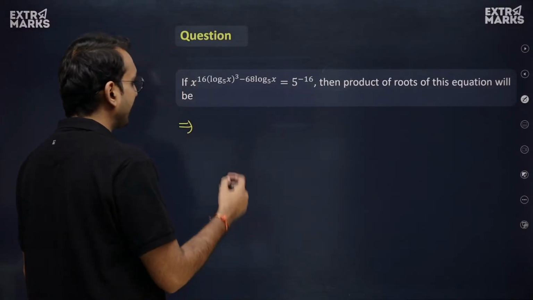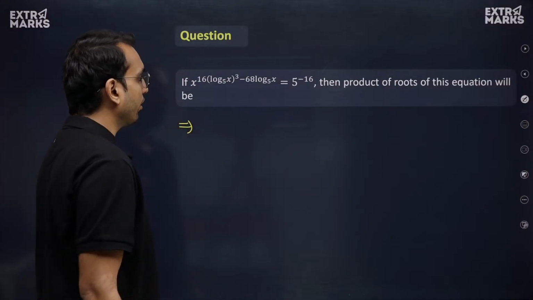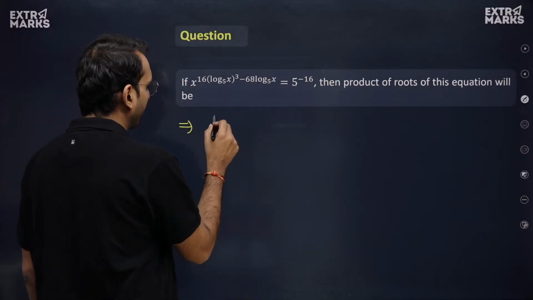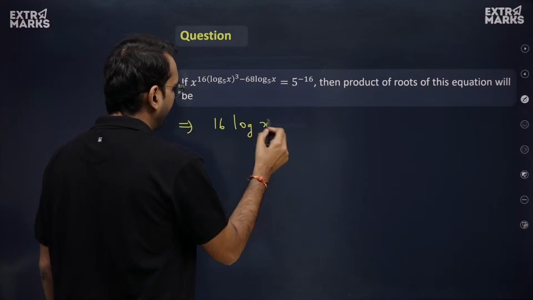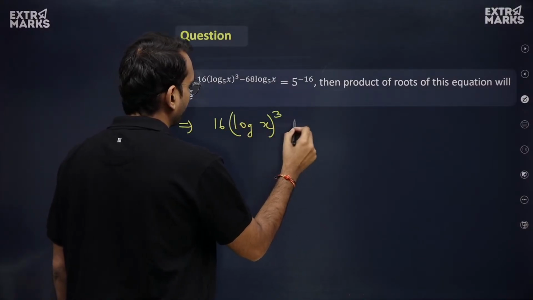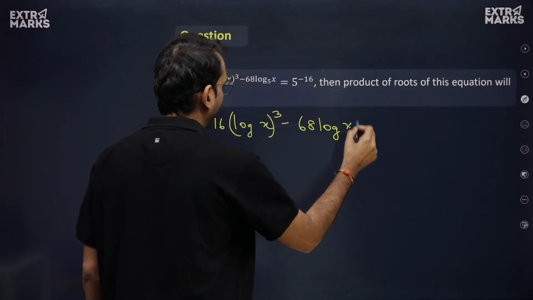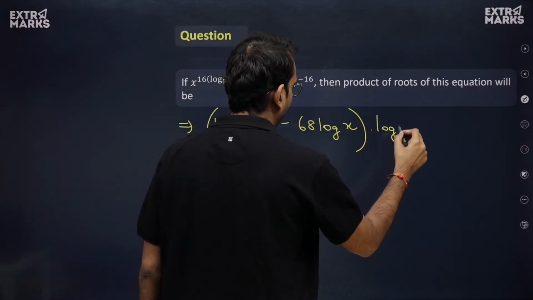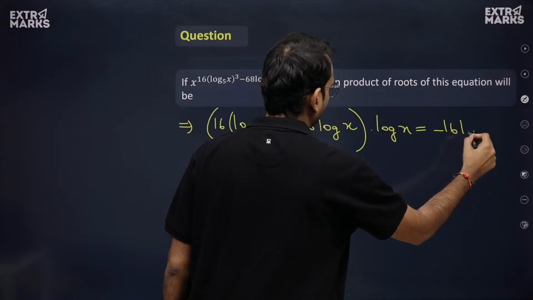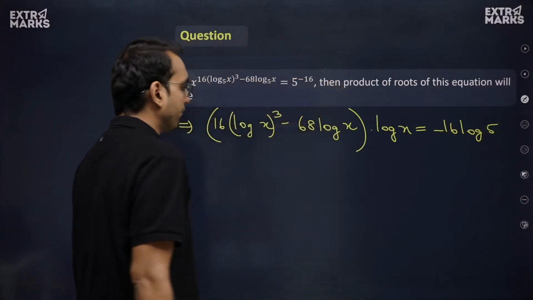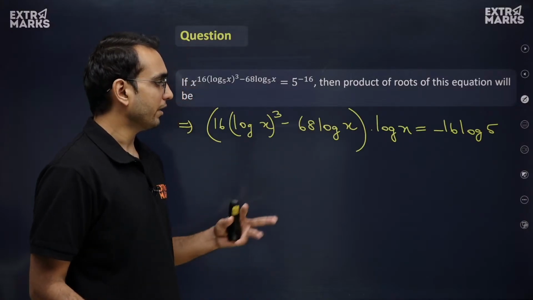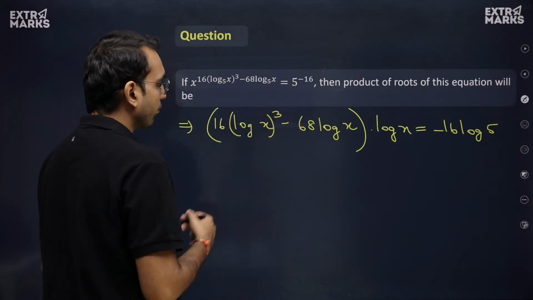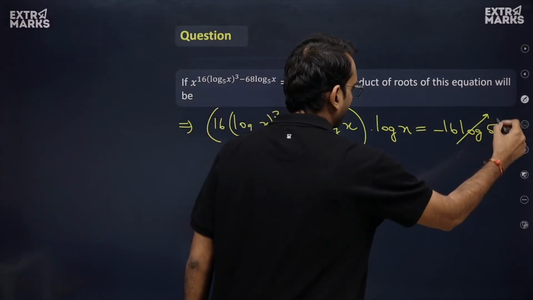Now take log on both sides, and when you take the log, take the base as 5, because everywhere the base is 5. So it will become 16 (log x)^3 minus 68 log x equals minus 16 log 5, and the base is 5. Obviously, I'm not writing the base every time; we have understood that the base is 5 and it is given also. Log 5 is 1, because the base is 5.